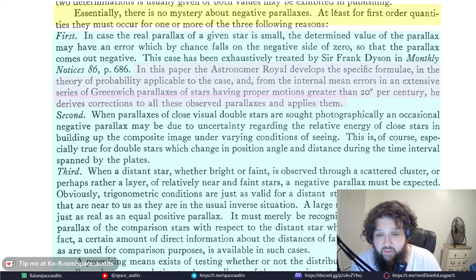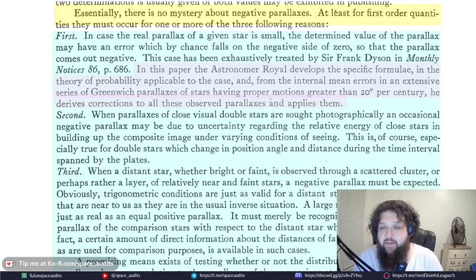In this paper, the Astronomer Royal develops a specific formula in the theory of probability applicable to the case, in the form of the internal mean error of an extensive series of Greenwich parallaxes of stars having proper motions greater than 20 arc seconds per century. He derives the correction to all observed parallaxes and applies them.